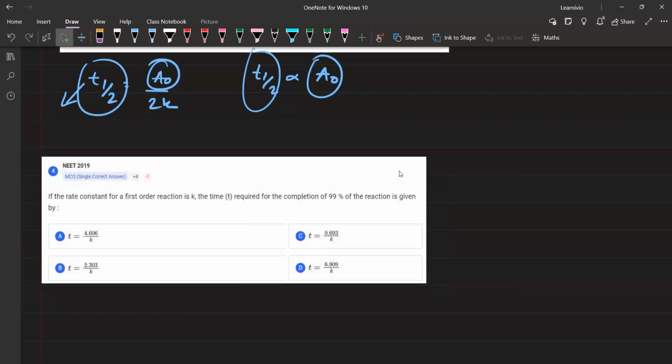Yes, sir. Try this. The rate constant of a first order reaction is K. Then the time T required for the completion of 99% of the reaction is given by. You have to plug this into the integrated rate law expression of first order and then do it. Okay, guys, please do this. I'm coming in 2 minutes.